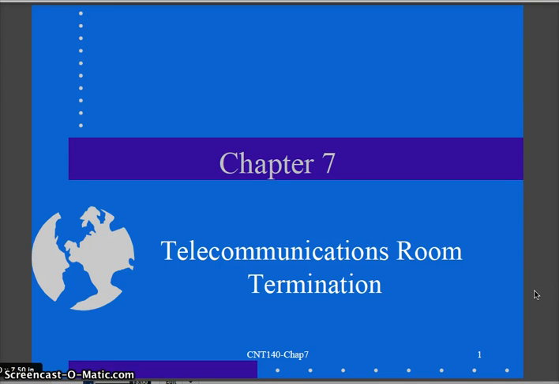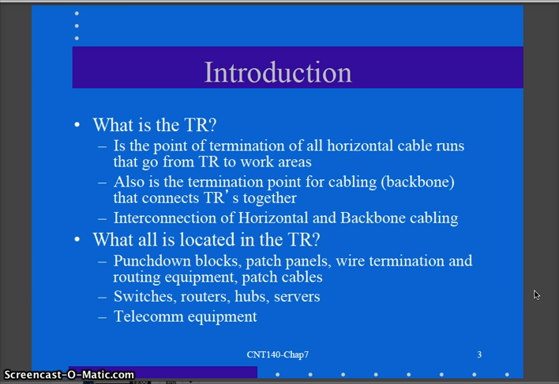Podcast is for 140. We're on Chapter 7 now on telecommunications rooms and their terminations. Our focus of this one is going to be looking at the different types of terminations we have in the closet, leading up eventually to the patch panel, which will be the main focus of Chapter 8. But let's dig in. First thing we need to remember is our telecommunications room.